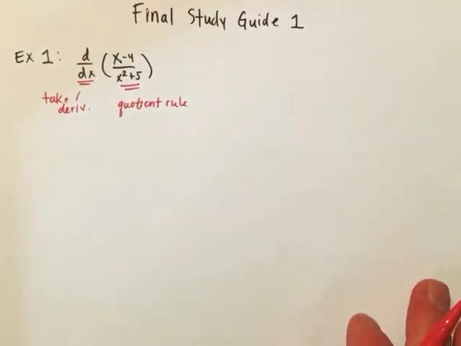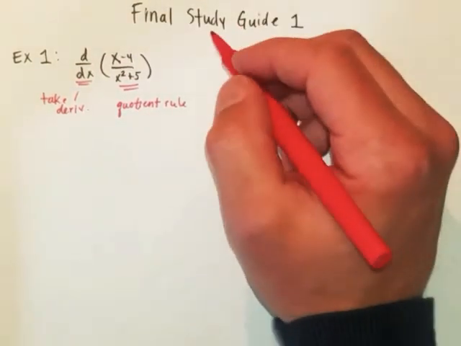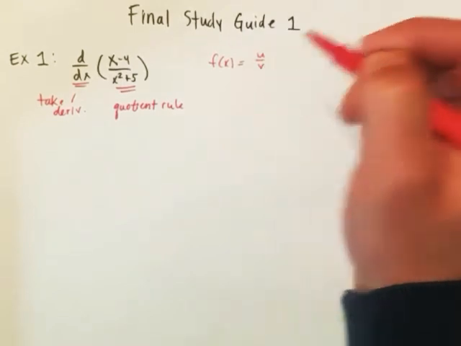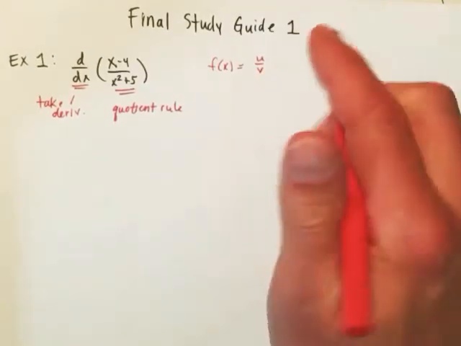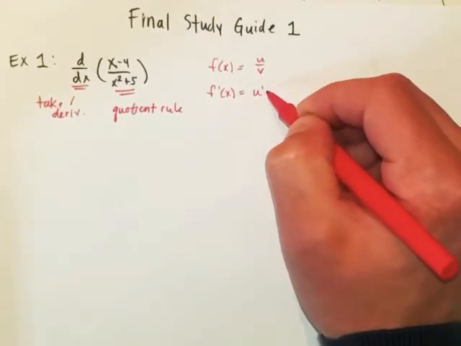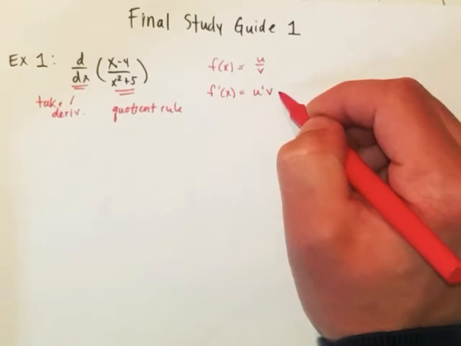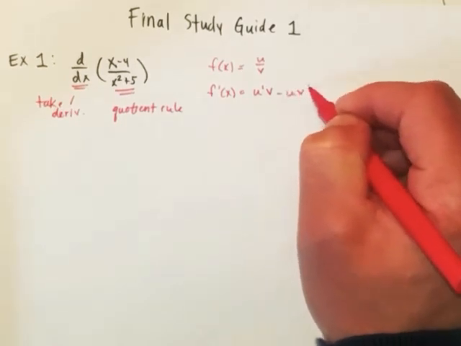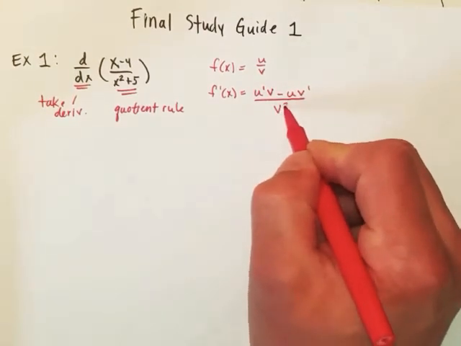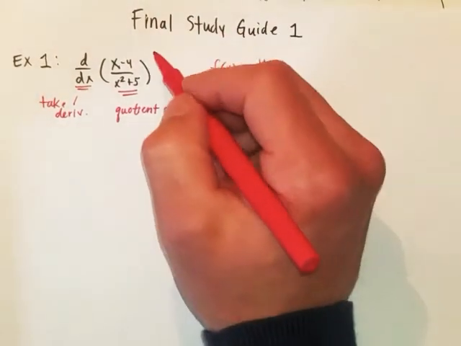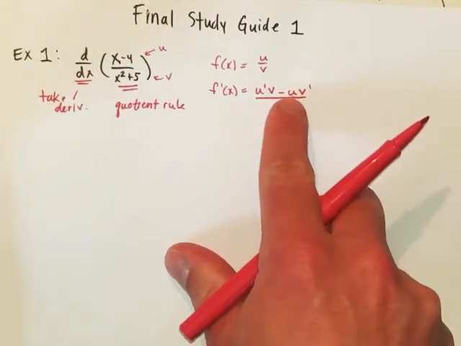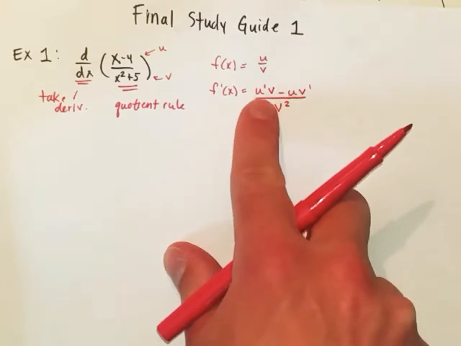So for a problem like this, I'm going to take a quick moment and remind myself what the quotient rule is. If I have some function u over v, where u and v are each their own functions, we can take the derivative by doing u prime, the derivative of u, times v, minus u times v prime, the derivative of v, and then we put that all over v squared. So we have this formula. Now all we have to do is identify what u and v are, take the derivatives of those separately, and then put it all together in this order.